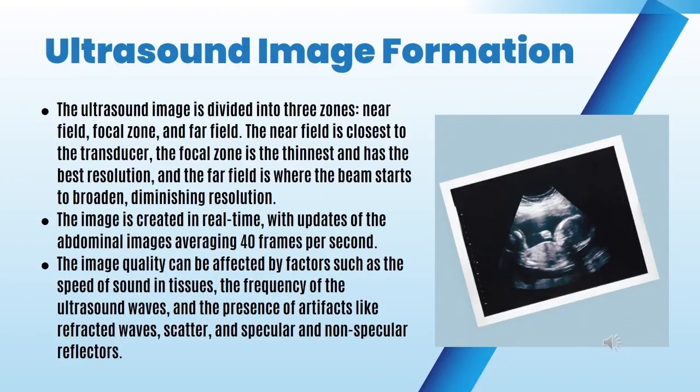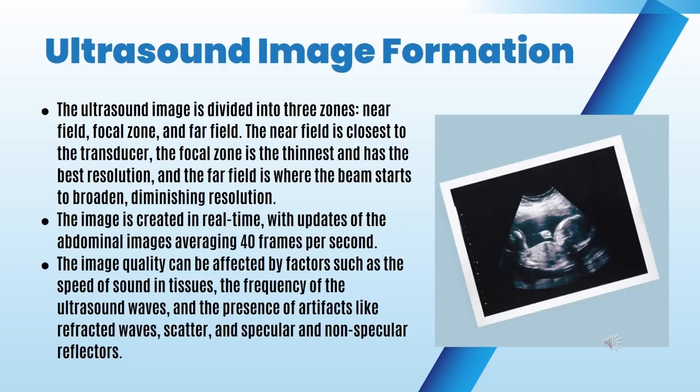So, ultrasound image formation. Ultrasound images are divided into 3 zones: the near field, the focal zone, and the far field. The near field is closest to the transducer. The focal zone is the thinnest and has the best resolution, and that can be adjusted. You can move the focal zone up and down on the image. And the far field is where the beam starts to broaden, diminishing the resolution. The image is created in real time with updates of the abdominal images averaging 40 frames per second.